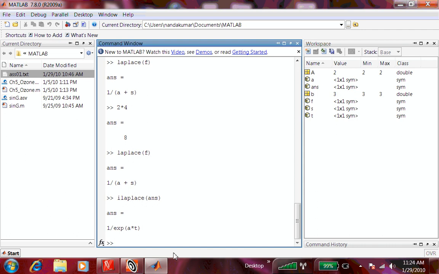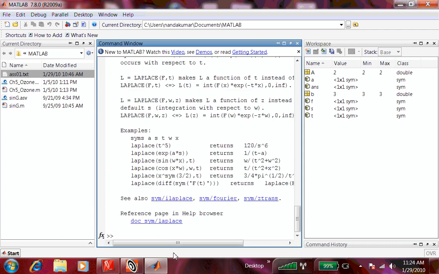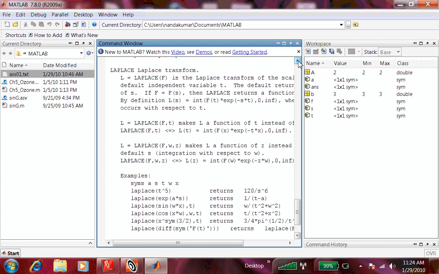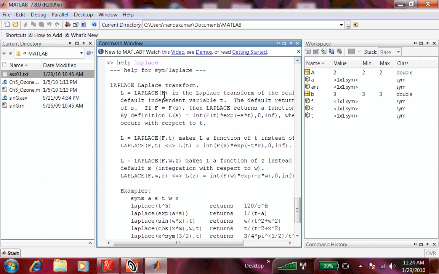For that, you need to ask for help on laplace. Then it will explain how to use it and how to change it. Laplace of s is a Laplace transform, and here t is treated as an independent variable. The default independent variable is t, and the default transformed variable is s. But if you say, I don't want to use t, I want to use a as my original time variable and something else, you can do that. The way to do that is described in here.